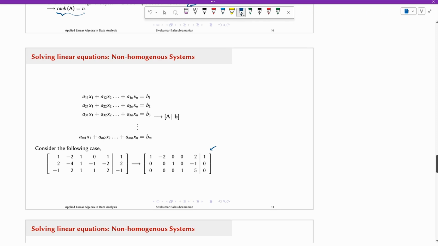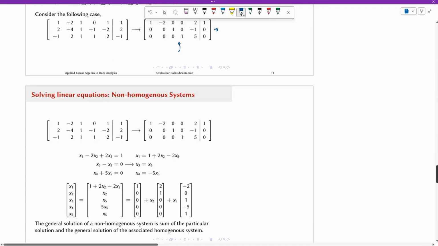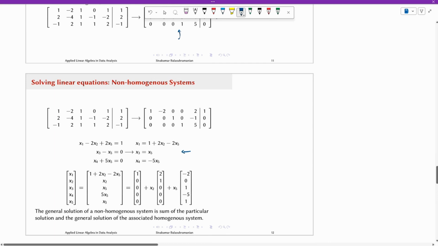The original system of equations we started with. Okay. If you go back a few slides, you'll see that this is what we got after you did the reduced row echelon form, and you can now write this as Ax = b. If you do that, you'll get this, right? x1 minus 2x2 plus 2 times x5 will be equal to 1. x3 minus x5 will be 0. x4 plus 5 times x5 will be 0.